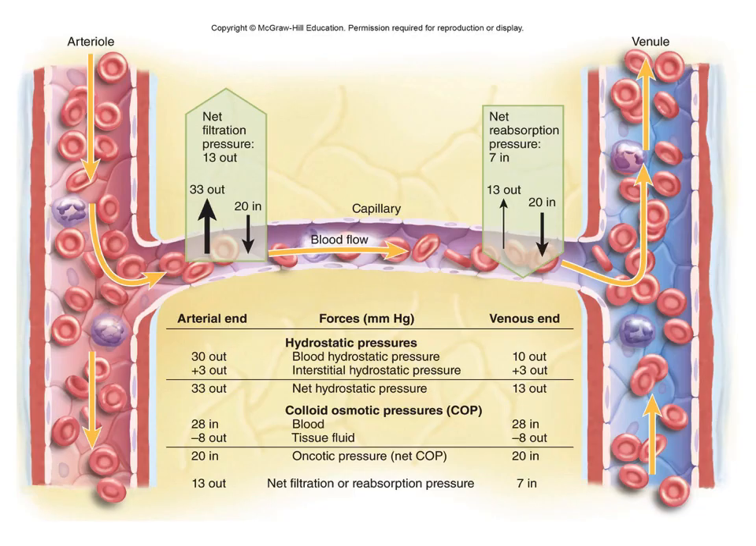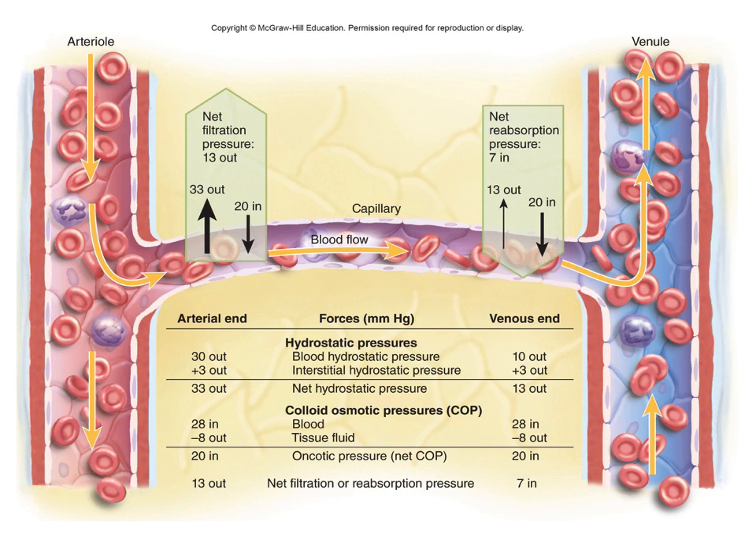So let's do an example. So think about the arterial end of your capillary. Your net hydrostatic pressure was 33 millimeters of mercury. Your oncotic pressure was a nice 20 millimeters of mercury. If you subtract these values, you end up with a positive 13 millimeters of mercury, meaning at the arterial end, you have filtration occurring.